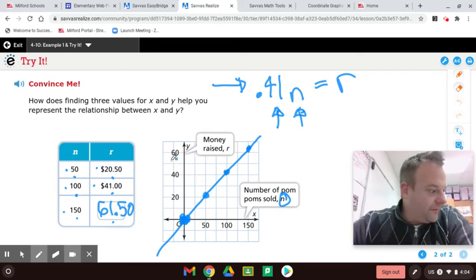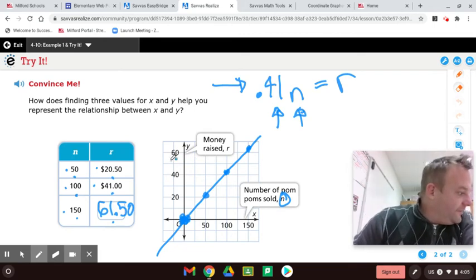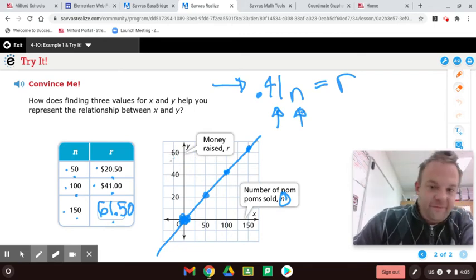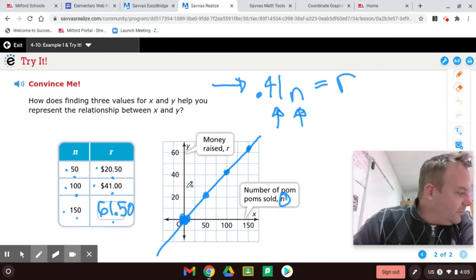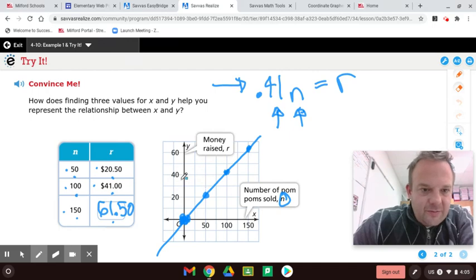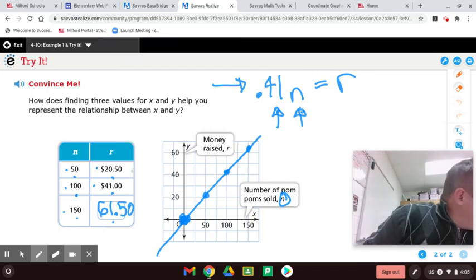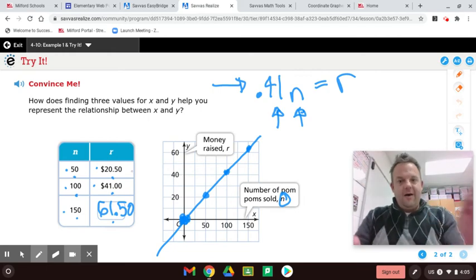So now we have to figure out for 50 pom-poms sold. Wait, is that what it says? Let me go back to the question. It says, to raise $50. So we want to know what to do to raise $50.